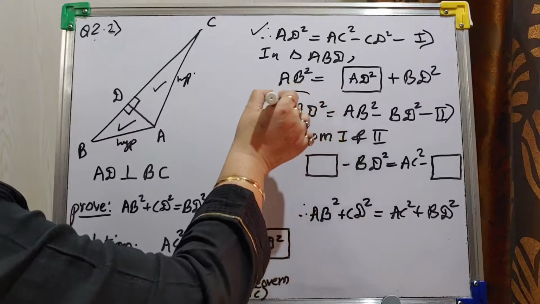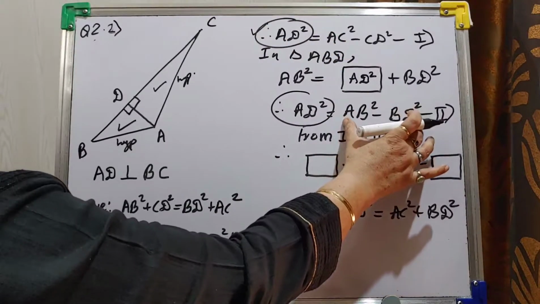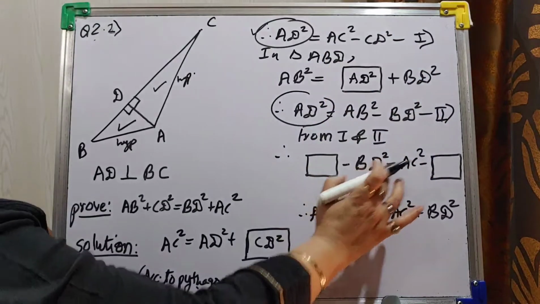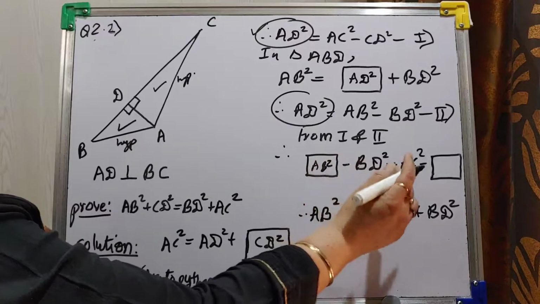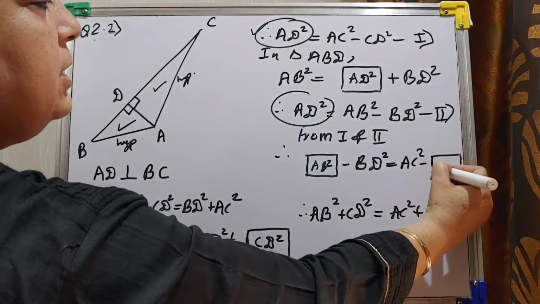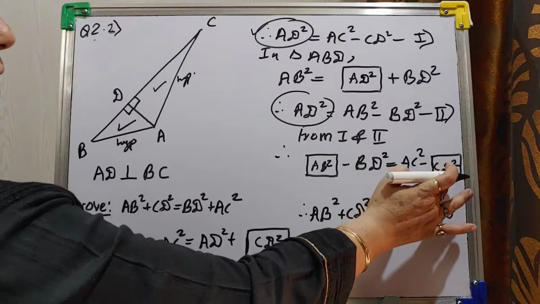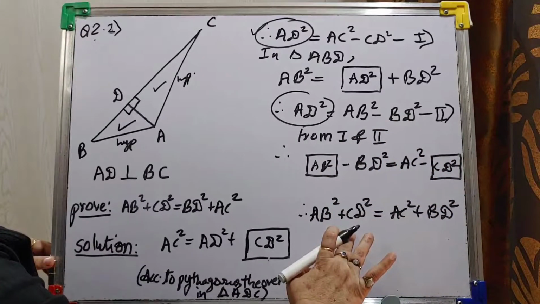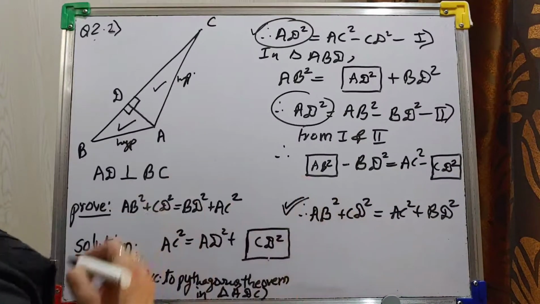Now when you look at both the equations, one side is AD square in both. So this will be equal to this. They have given BD square, so here it will be AB square. This will be equal to this, so AC square minus CD square. When you transfer CD this side, it will be plus, and BD that side plus. So you will get this value.